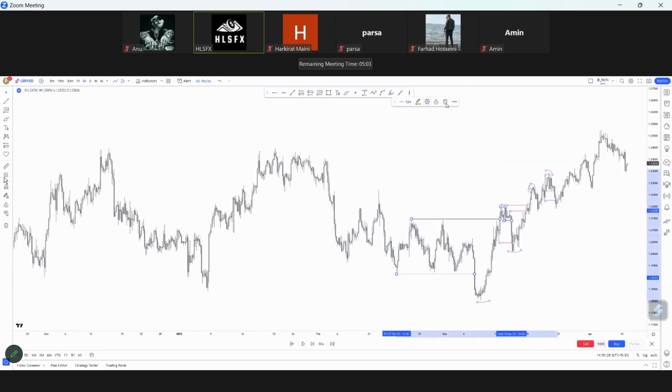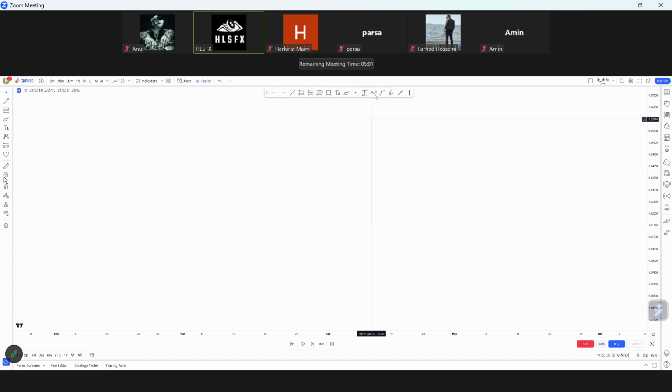Now when we have a trading range, this is a bearish trading range. Let's call this a strong high. Let's call this a weak low. Now this is our strong high. This is our weak low.